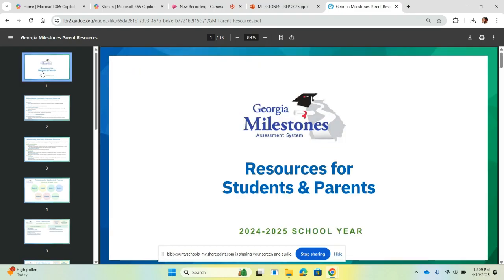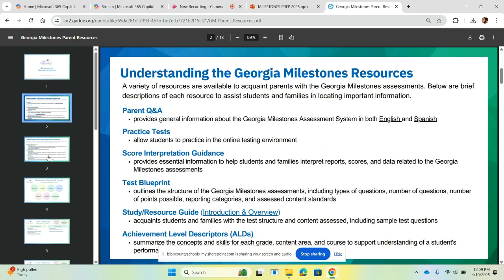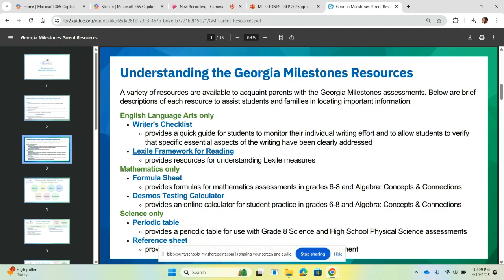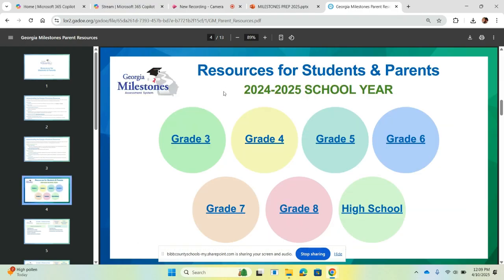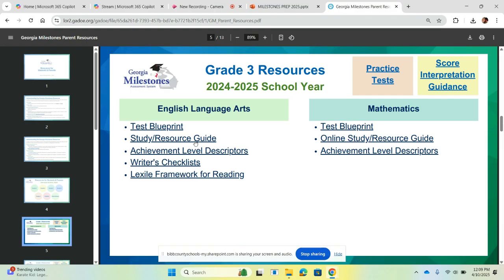This is our resource for students and parents. Remember, 2 and 3 just kind of give you basic Q&As, and you can click on these little hyperlinks. Anything that has an underline will take you to a hyperlink to look at a little bit more information. But the main resources that you will need, you will go to the resources for students and parents. This particular resource will be grade 3. And we're going to look at mathematics. We're going to take a look at the blueprint. Then we're going to look at the online study resource guide and also the achievement level descriptors. Okay.